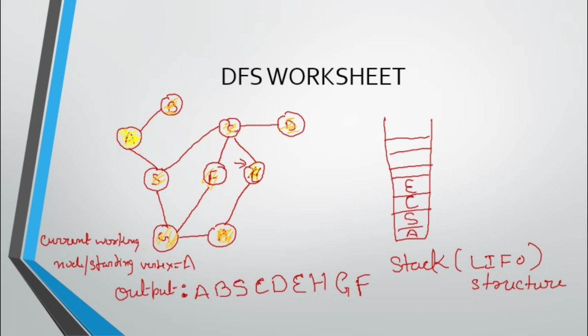In E again, you can go to C. Only one option, C, and you have already come from H, so you are not going to H again. You are going to C, so pop that. Now from C again, you have D, E, F, all things visited. So pop C. When you pop C, you come back to S. Now from S you can go to A, G and C, all are visited. So pop S.